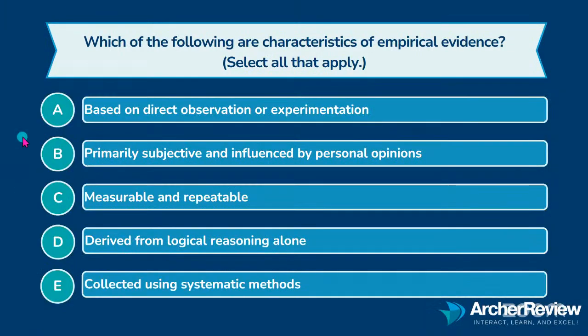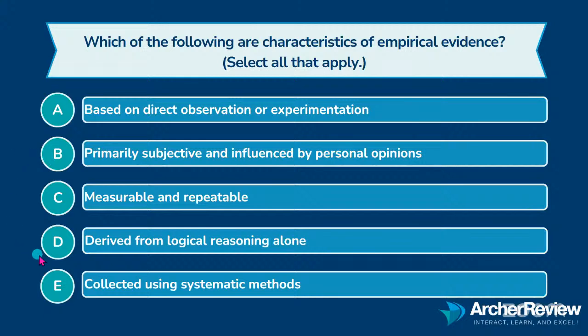So empirical evidence is based on direct observation or experimentation, measurable and repeatable, collected using systematic methods. So let's take a look at B and D. What's wrong with B? Why isn't that part of empirical evidence? Because we actually try to avoid subjectivity when it comes to doing scientific experiments. We want to be objective. We don't want to be subjective. And we also try not to have our personal opinions influence our scientific experiments. So this is the complete opposite of empirical evidence.